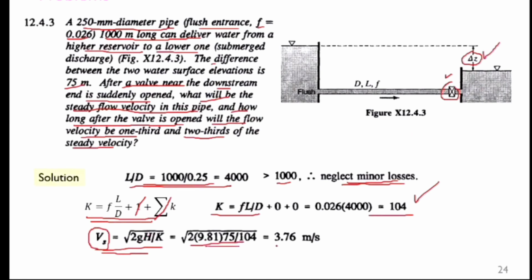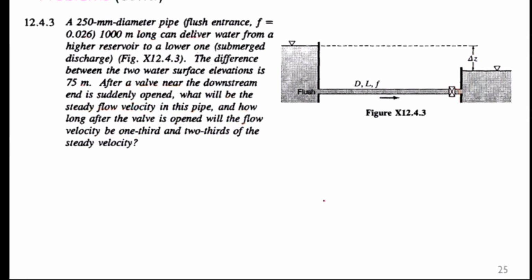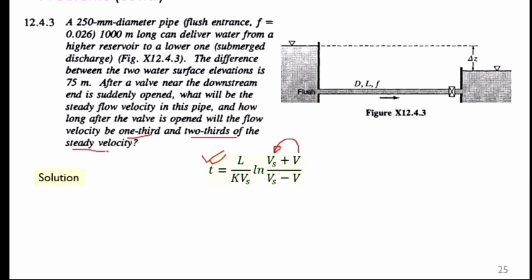V equals the square root of 2gH by K. What is H? H is your delta Z in this case, so you put the values in and get 3.76 m per second. This is the steady state velocity. Now it is asked what is the time that we will take to approach the steady state velocity. We developed this in the last lecture: how much time it will take for the velocity to reach 1/3 of the steady state velocity, and 2/3 of the steady state velocity.